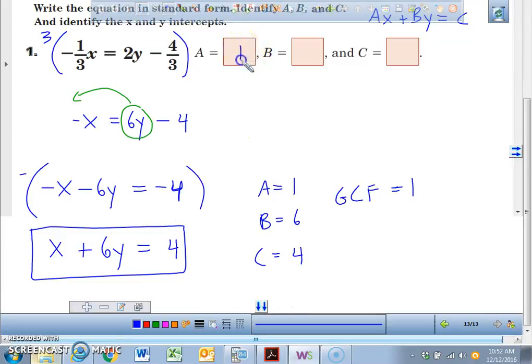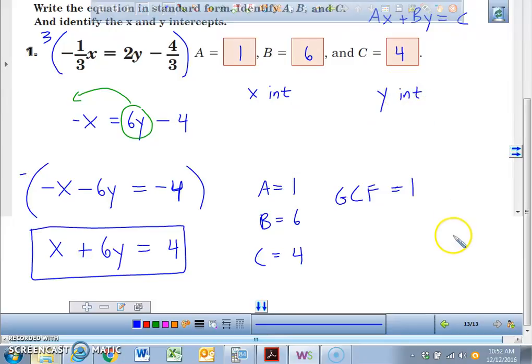So you'd say a is 1. B is 6. C is 4. You're going to have a problem like that. It's going to be multiple choice, but you're going to have a problem like this where you have to change something to standard form. Now, if it says identify the x-intercept and the y-intercept, let me refer to a cool little formula that I gave you guys a long, long time ago.